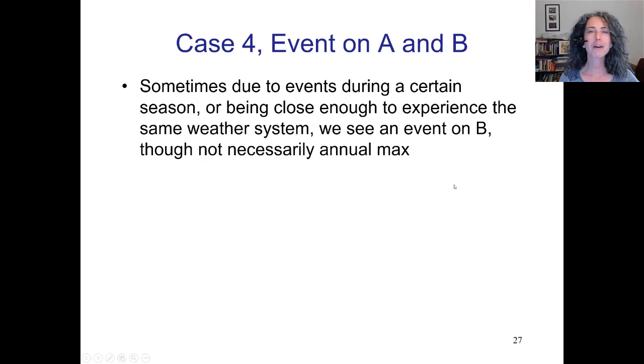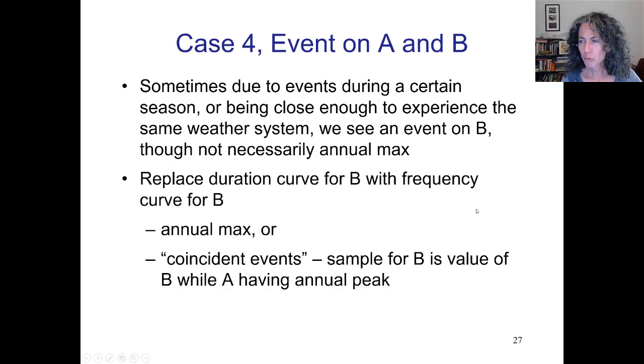Right? Now, what about case 4? Right? We just did case 3 where we said events don't necessarily happen at the same time. So when there's an event on A, it's just any given day on the main stem stage. But what if events do happen at the same time, right? So maybe we're having an event on stage B at the same time as we're having an event for flow A, right? In that case, we're going to replace the duration curve for B with a frequency curve, right?